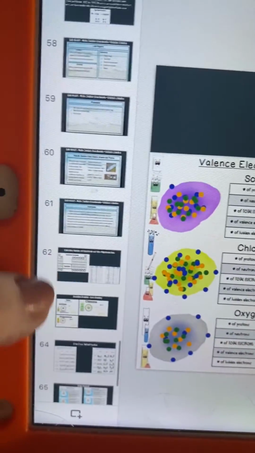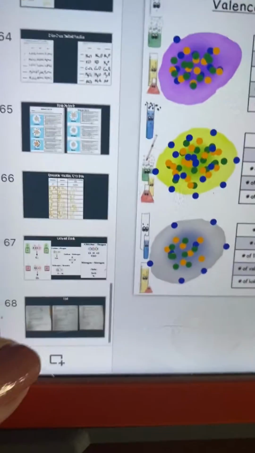And at the very end of the notebook, they have their test, which I do, by the way, print out for them to take. And after they take it, they put it in here. And this is an excellent study guide for their finals.